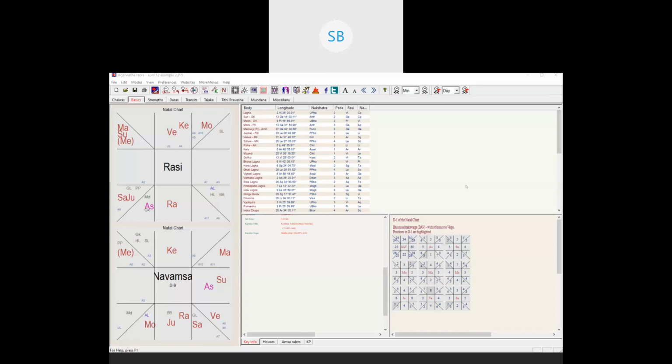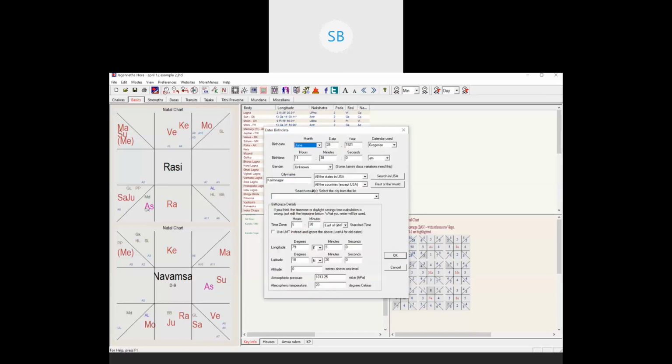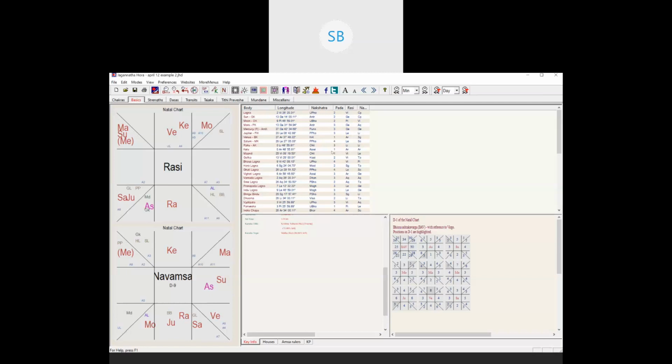Okay, so let's move on. By the way, go ahead and install this software. Jagannath Hora is available for free on Windows. The way you enter your birth details is to select the data icon here. Then you enter your birth date, month, year and time, select your city, and you will see the latitude and longitude. If you select yes, the chart will be drawn automatically.